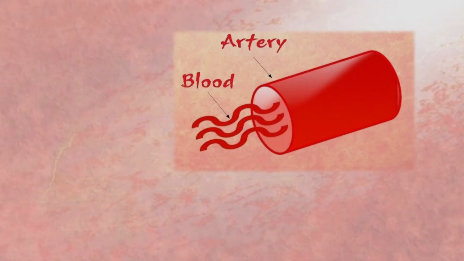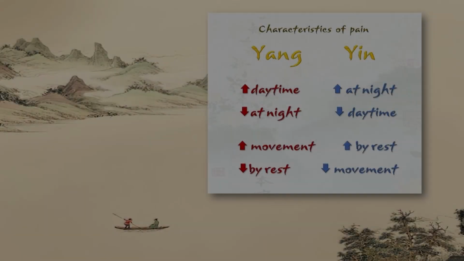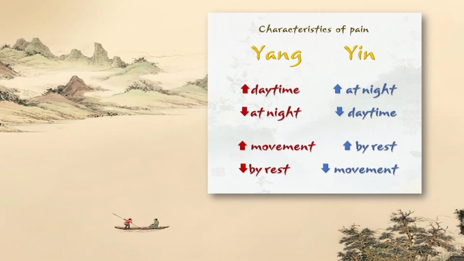For example, if we want to qualify the blood flowing in an artery as yin or yang, if we take the hollow-full reference, the hollow artery is yang compared to the blood that is full. On the other hand, if we take the mobile-immobile reference, this is what will allow us to qualify a pain as being of yin nature or of yang nature.